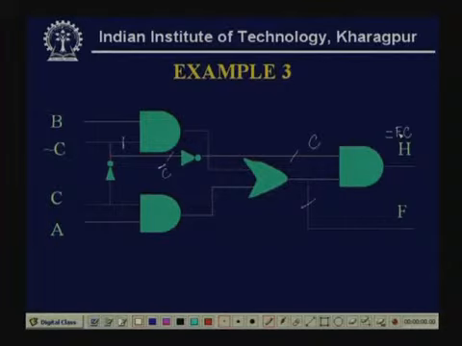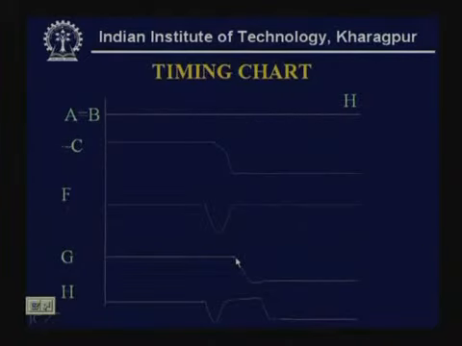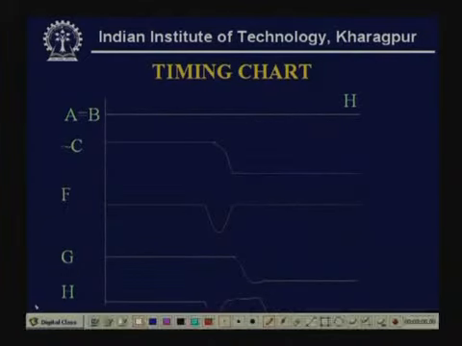Now, if we consider the timing diagram, first again I am considering that A and B are high, that means A equal to B equal to 1. Now, the complement of C. So, initially the C is 1, now it is switching 1 to 0, this is 1 to 0.